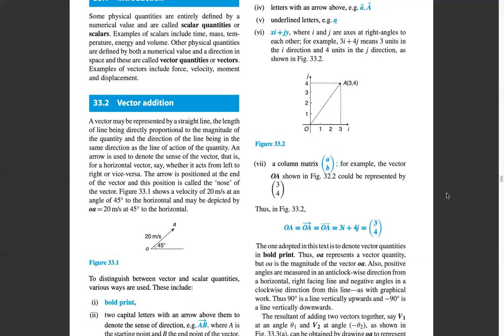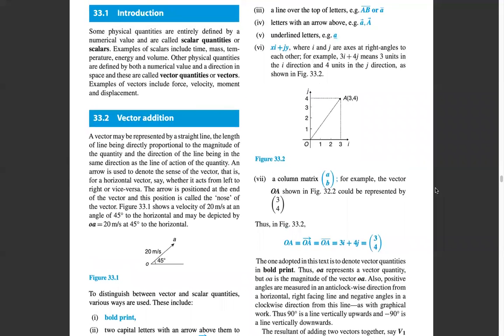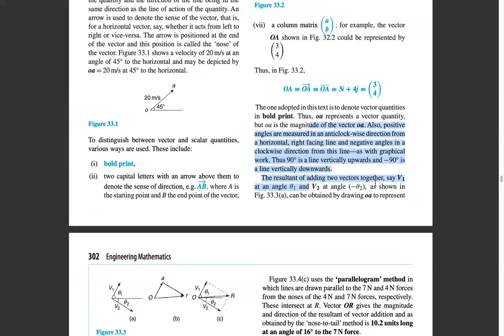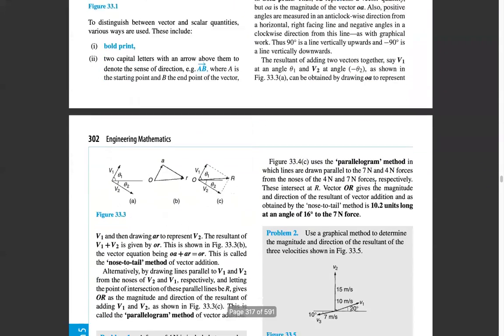i is the direction of the x-axis. j is the direction of the y-axis. Right? So all this here is terminology. Vectors have magnitude and direction.